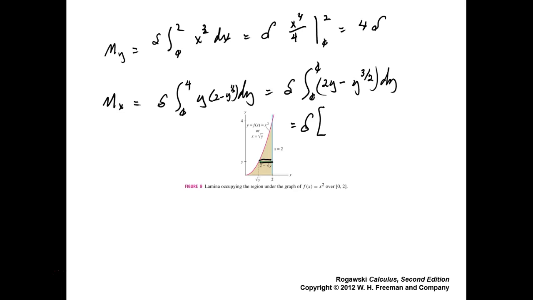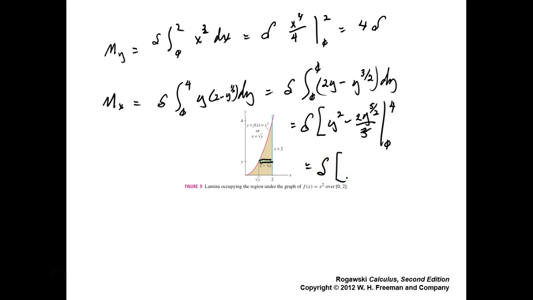Wow, that's fast. Okay, that's going to be y squared minus y to the 5 halves multiplied by 2/5. Is that what you're saying? Yeah, that's what I like to say too. Okay. And that's evaluated from 0 to 4. And this will be the delta.